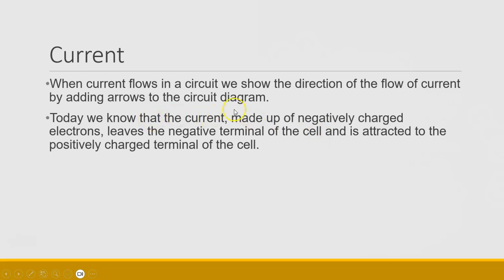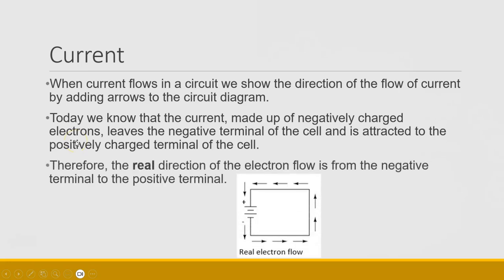So today we know that current is made up of negatively charged electrons that leave the negative terminal of the cell and enter the positive terminal of the cell. So we know that the real direction that electrons flow is from the negative terminal all the way around the circuit to the positive terminal of the cell.